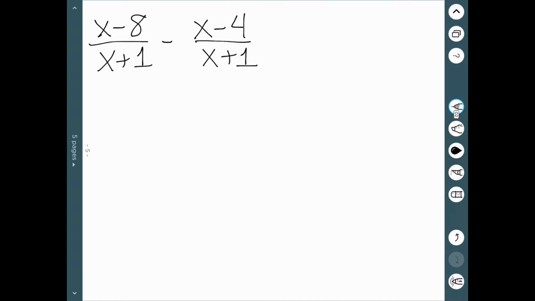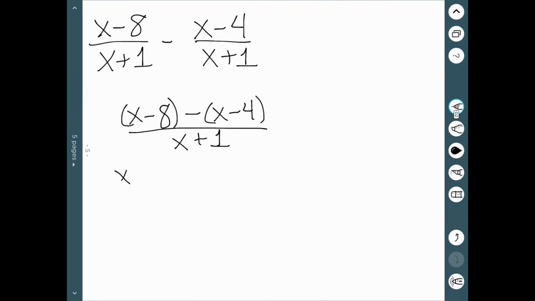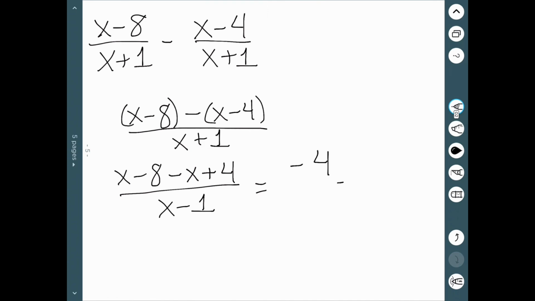For this one, x minus 8 over x plus 1 minus x minus 4 over x plus 1, it's important to realize that whenever we do subtraction, we do have to put the top into parentheses. So we do actually need to distribute the negative sign. This is actually going to be x minus 8 minus x plus 4 over x plus 1. Now on the top, I have an x minus x, which is 0. I also have a negative 8 plus 4, which is negative 4 over x plus 1.